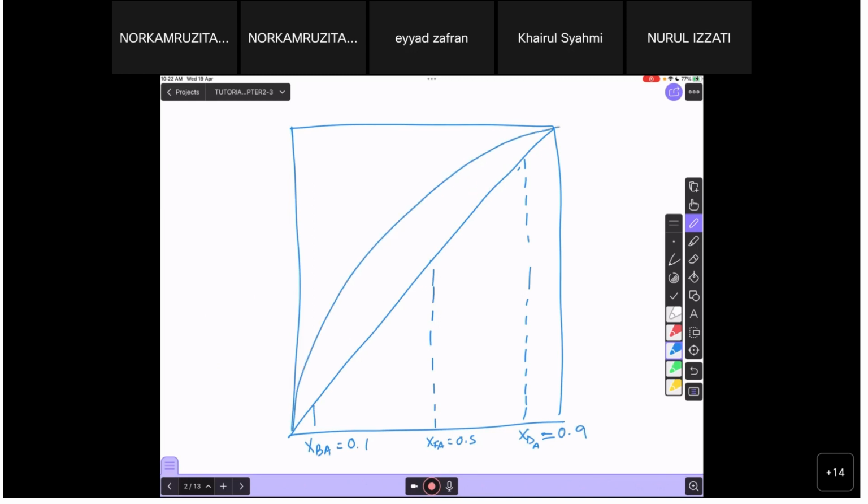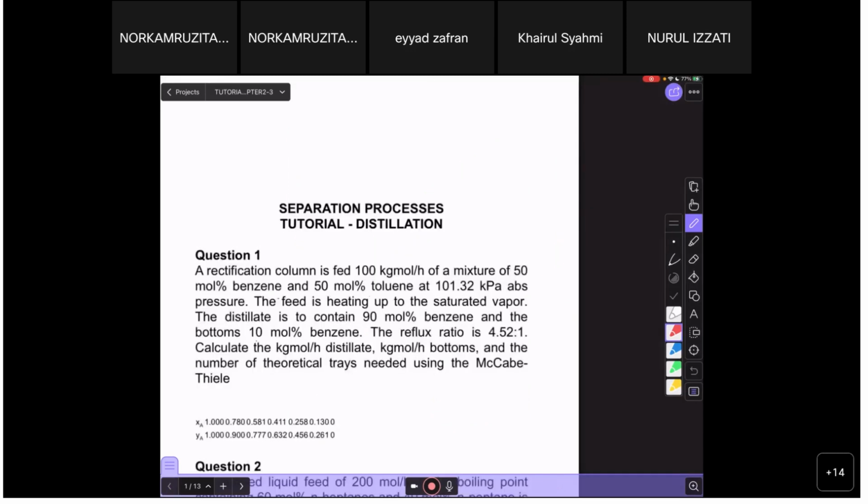Now we want to find the EOL, the enriching operating line. You need to start here and then find its intercept. Find the intercept C equal to XD over R plus 1, from the EOL equation. So this is the EOL, and then you need one more line. Read first whether there is any information here.